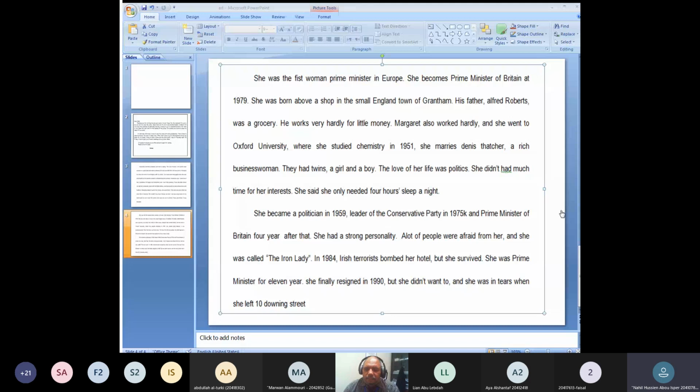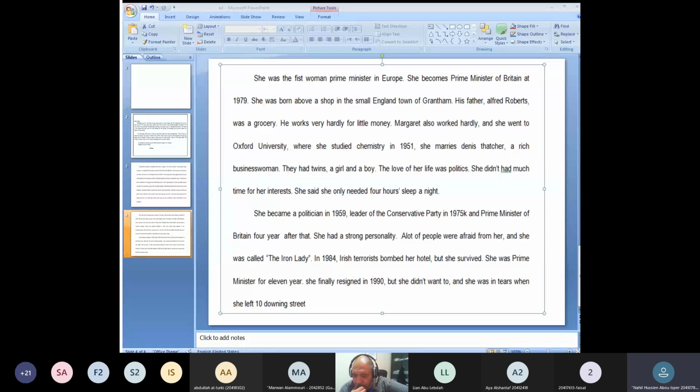Okay, then. It talks about the first woman prime minister in Britain, her past life, that she lived in a very simple family. Her father was working hard to earn money, and she was born above a store. After that, she got married to a rich man, I think, and she had two twins, one boy and one girl. And after that, she became prime minister.